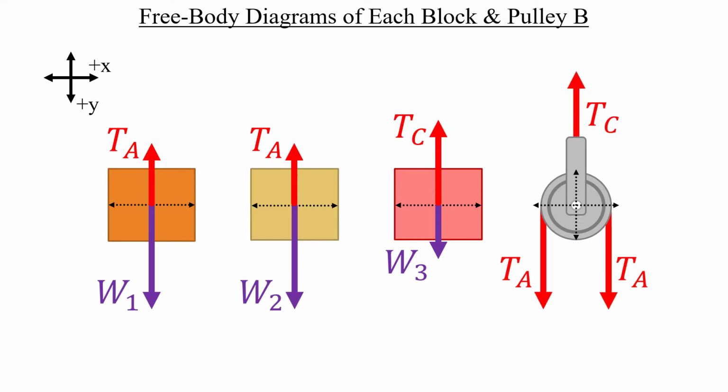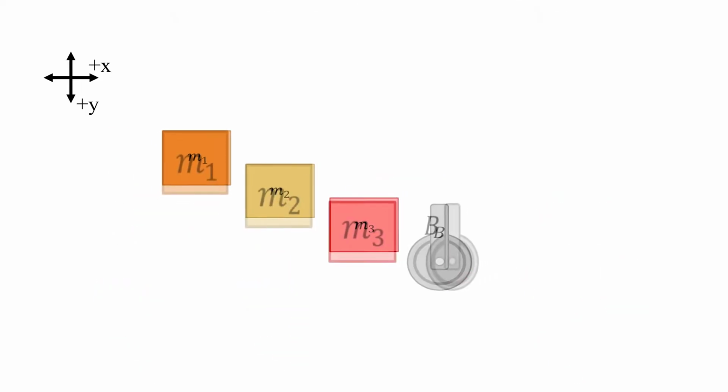Let's draw some acceleration vectors here as well. For blocks 1 and 2, as well as pulley B, there will be a net acceleration pointing down and a net acceleration pointing up for block 3. And that's all of the vectors that we need to include here. Let's move on to the sum of forces acting on these objects.